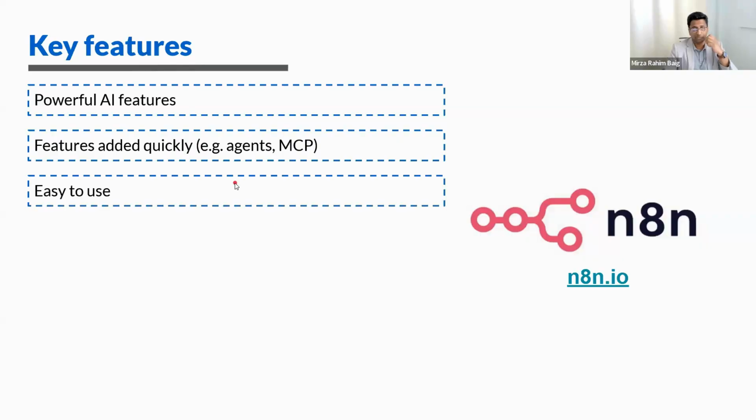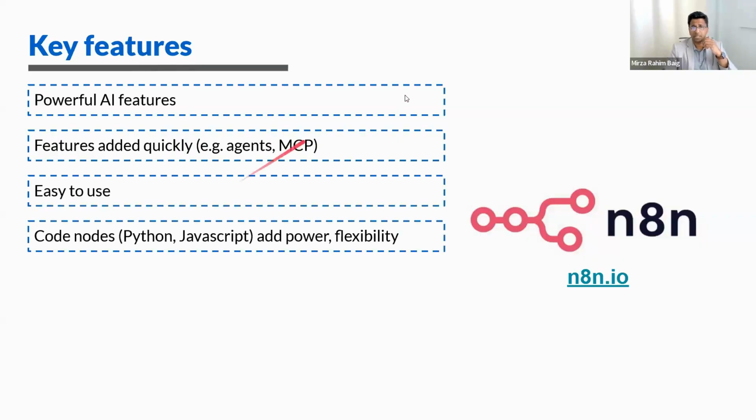It is very easy to use, as we'll see. It has these code nodes as well. So if you want some customization, more flexibility and power, you can add code using Python or JavaScript. There are many developers who prefer JavaScript for interactions and whatnot. So you can add these and make it even more flexible and even more powerful, right?